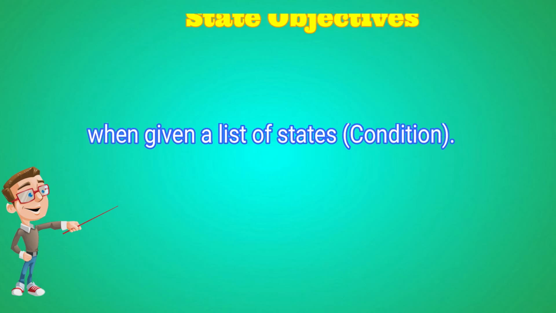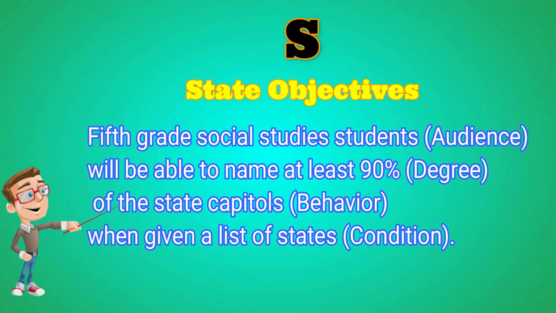Example: 5th grade social studies students, that is your audience, will be able to name at least 90% of the state capitals when given a list of states. We have behavior, which is to name, and the degree, which is 90%. When given a list of states serves as the condition.